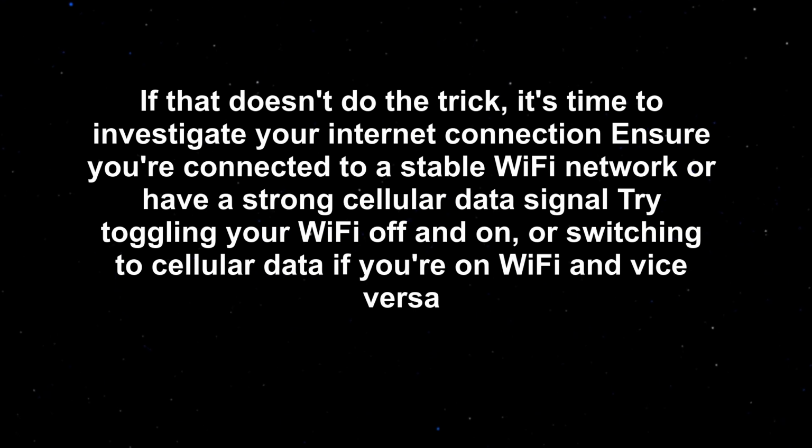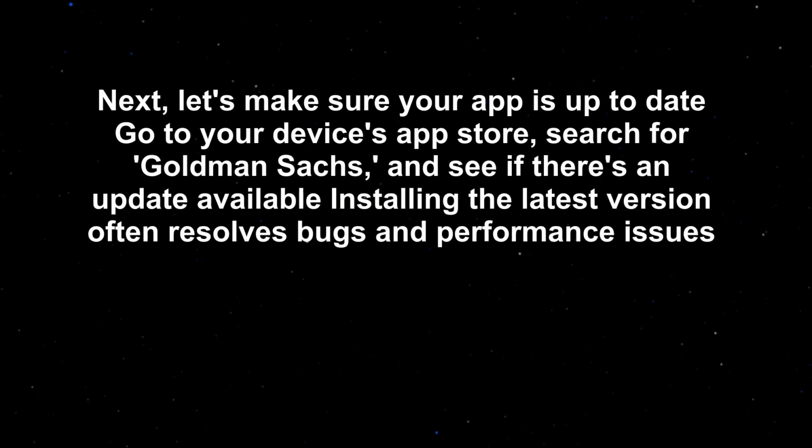Ensure you're connected to a stable Wi-Fi network or have a strong cellular data signal. Try toggling your Wi-Fi off and on, or switching to cellular data if you're on Wi-Fi and vice versa. Next, let's make sure your app is up to date. Go to your device's app store, search for Goldman Sachs, and see if there's an update available. Installing the latest version often resolves bugs and performance issues.